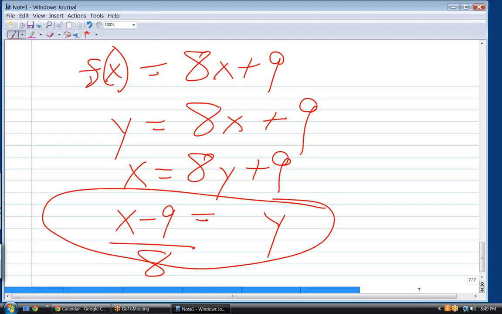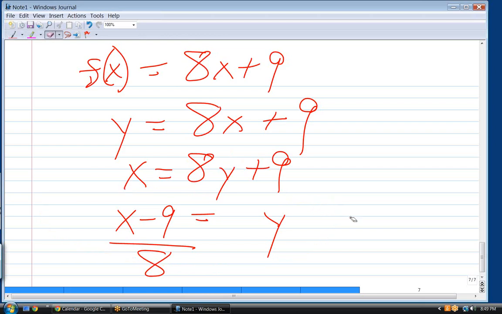Just know that f of x is the same as y, and then switch the variables and solve for y. I would do it in that order always. I mean, you can solve for x and then switch the variables, but there's no reason to do it both ways. Always do it the same way. Switch the variables and then solve for y.